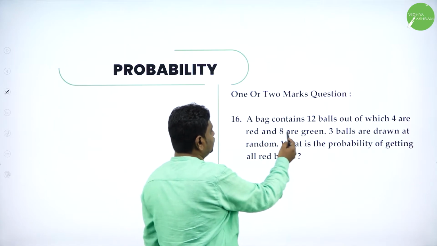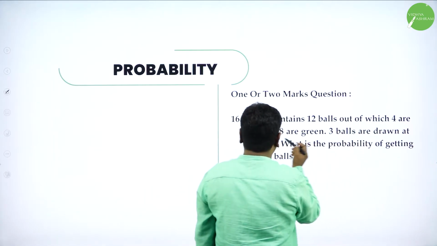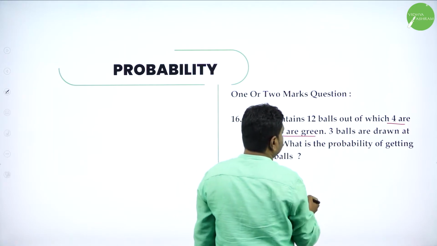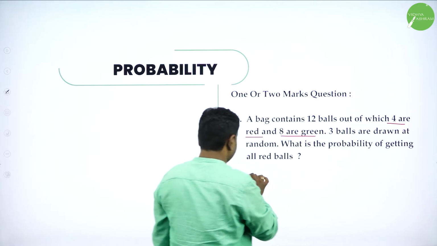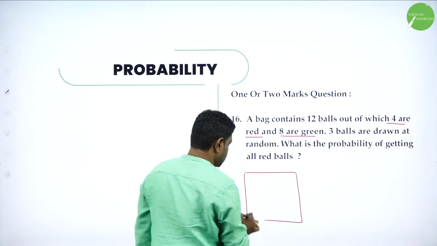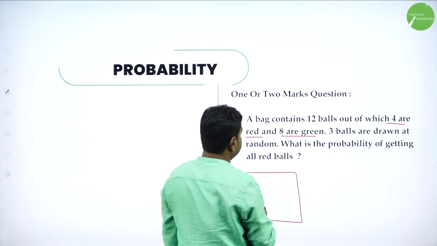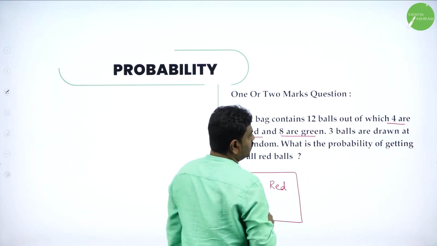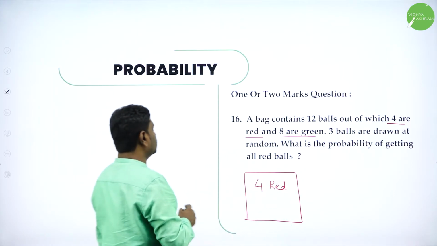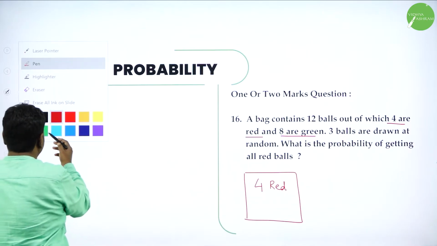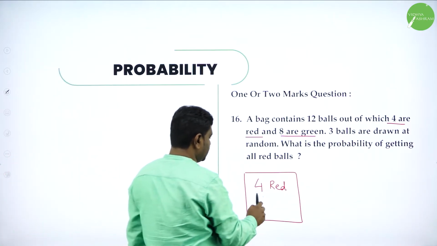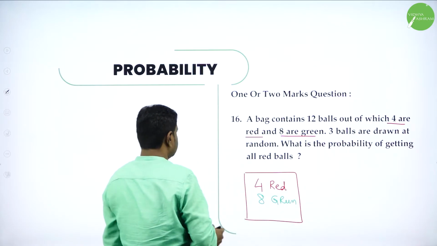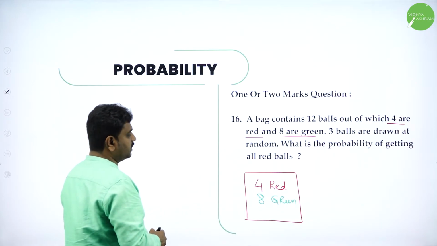A bag contains 12 balls, out of which 4 are red and 8 are green. 3 are drawn. So they told there's a bag. In the bag there are 12 balls, 4 red balls are there. And we have 8 green balls. So now they told total 12 balls are there.